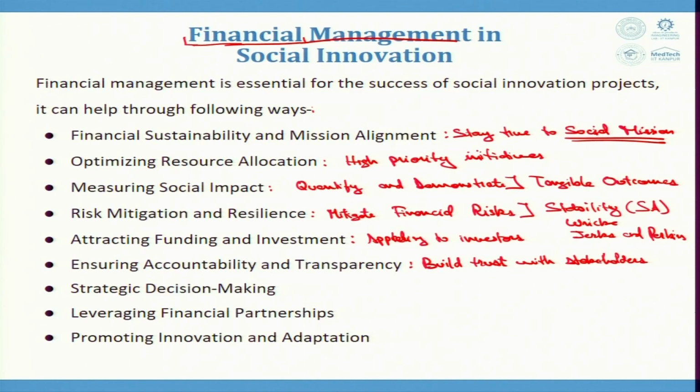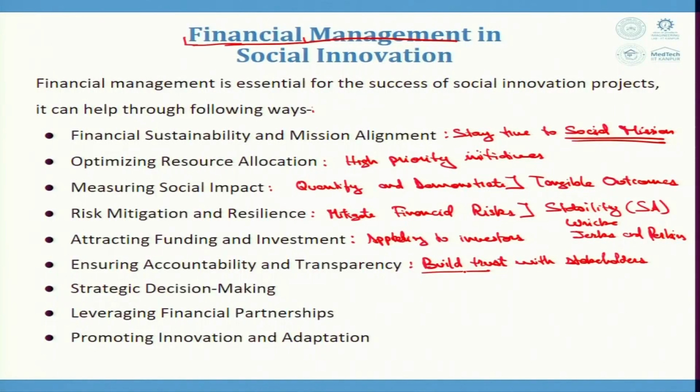Because we are involving people, we are involving people's benefit, people should be able to really understand that this is something which is trying to create a social impact. So, transparency on what you are doing is very important. This helps to build trust across all the stakeholders.